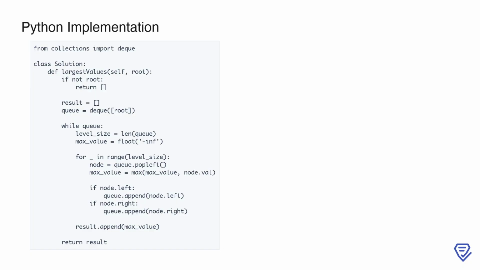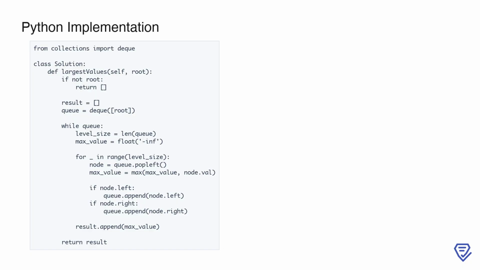3. Edge case handling. The function first checks if the root is None, an empty tree. If it is, an empty list is immediately returned as there are no rows to process. 4. Queue initialization. A deque is initialized with the root node. This queue will help traverse the tree level by level.